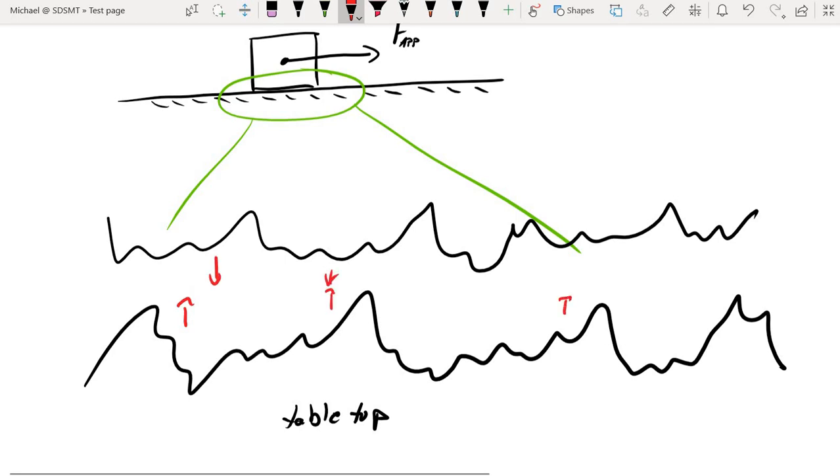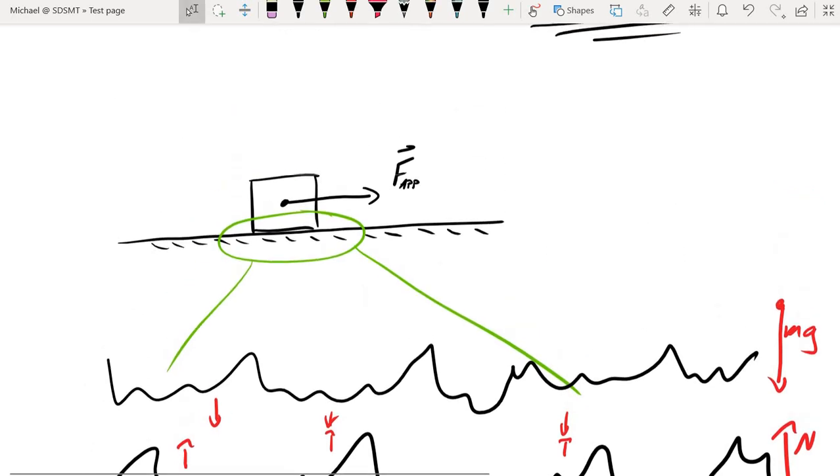And as that happens, we have the weight of the block, which is pushing down on the tabletop, and we have a normal force from the tabletop pushing back up on the mass. And this is stuff that we already know from our Chapter 5 discussions.